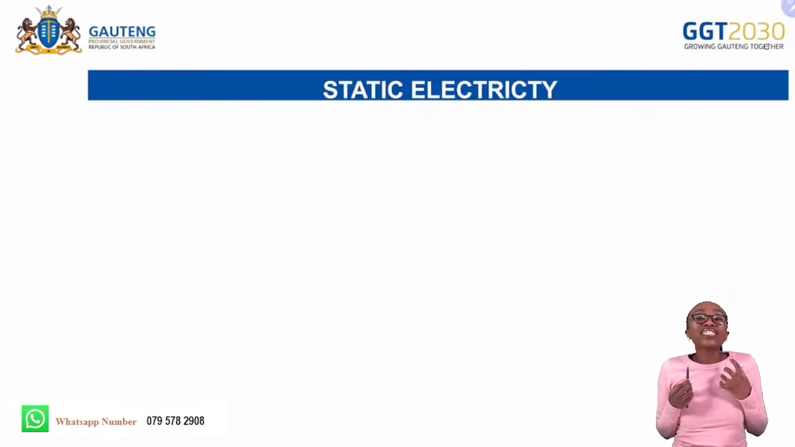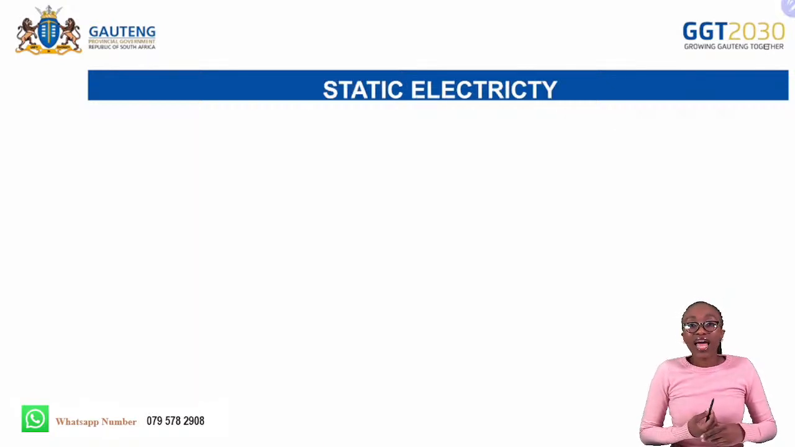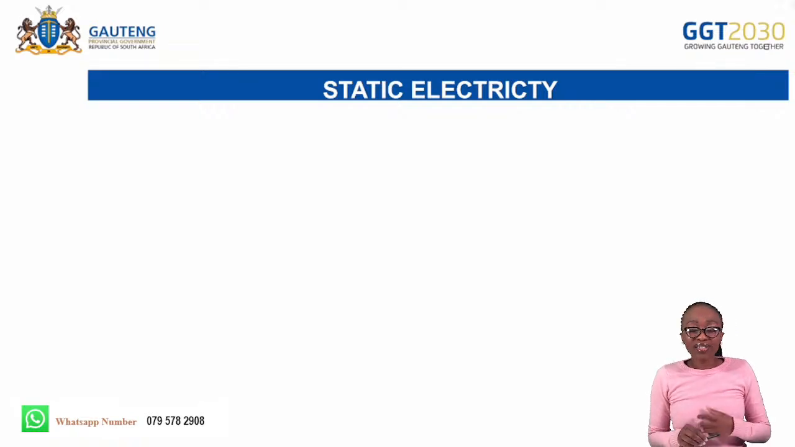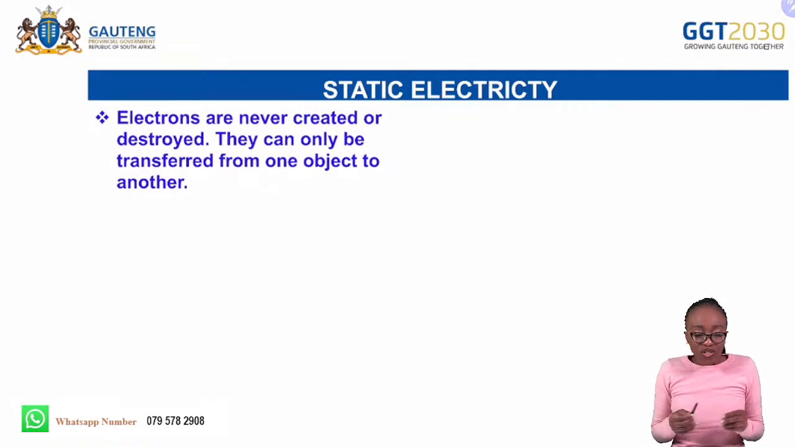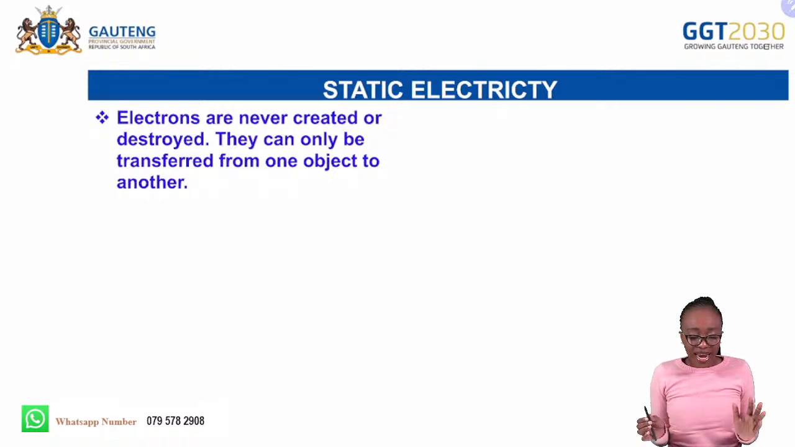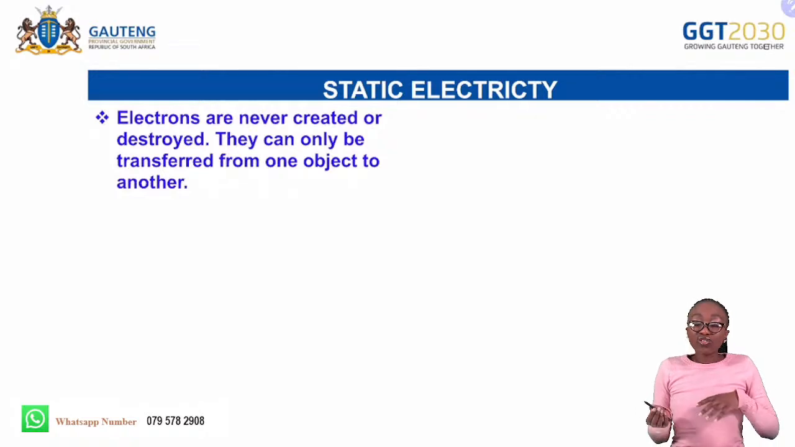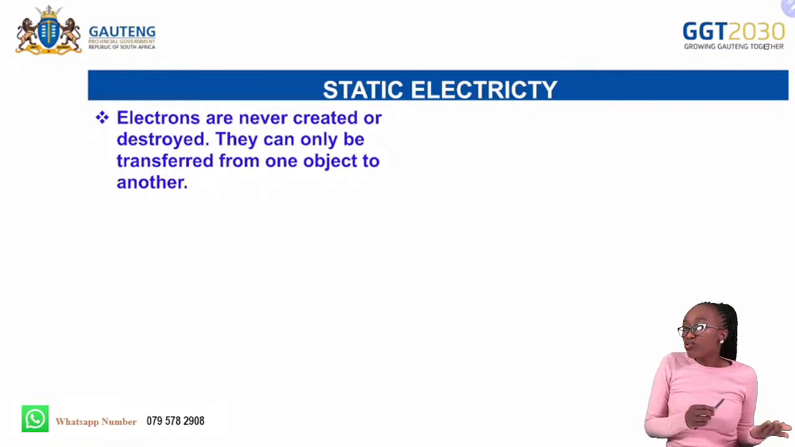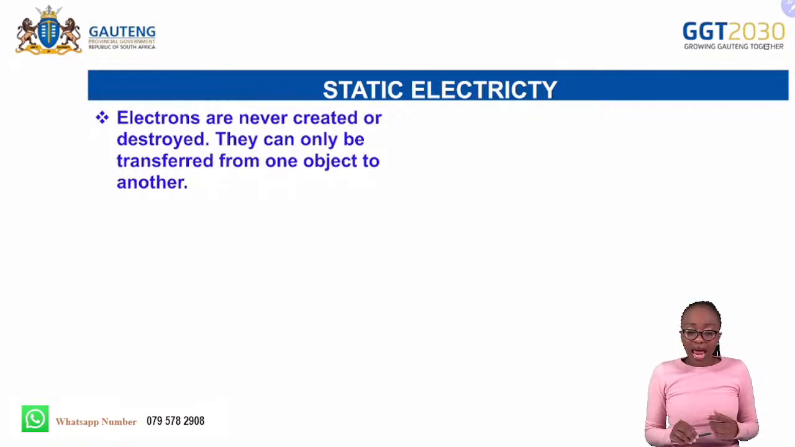Now let's talk static electricity. I'm sure you have experienced it and you just don't know it. Now let's learn about static electricity. So electrons are never created or destroyed. They can only be transferred from one object to another. So electrons are not created nor destroyed. They just move from one object to another.